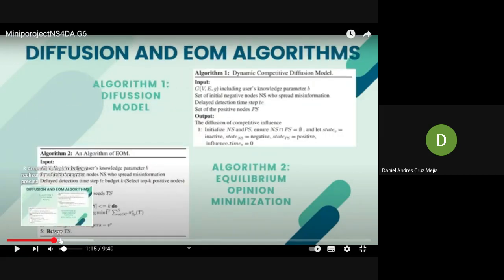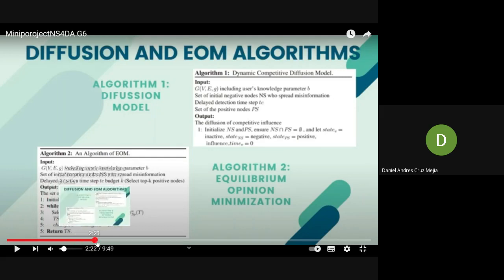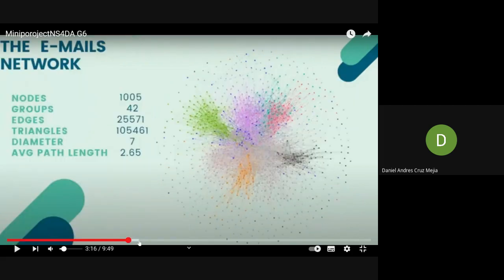Here are the two main algorithms. The diffusion algorithm, which includes the network scheme including groups, is algorithm 1. The second algorithm, which is another novel approach they present, is an equilibrium opinion minimization, for which they search for the top k nodes to stop the spread of misinformation after a certain delay time.